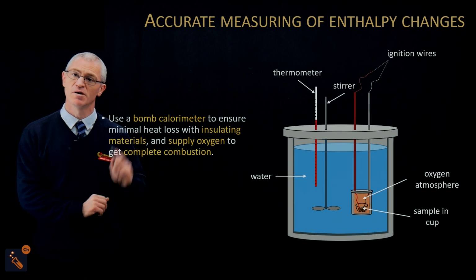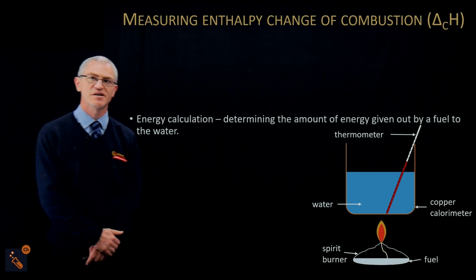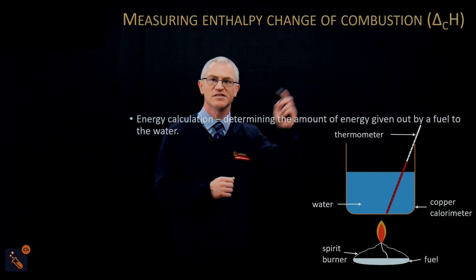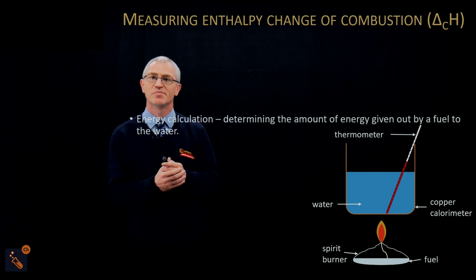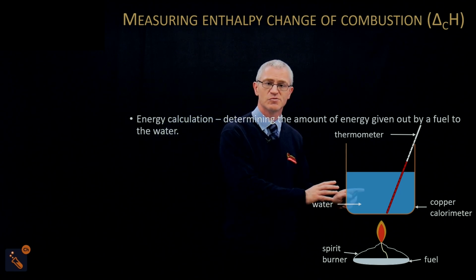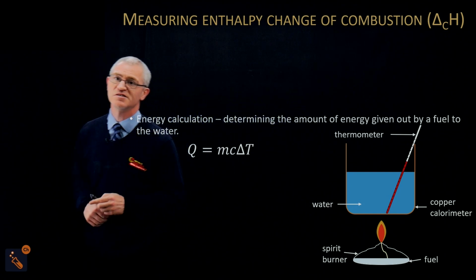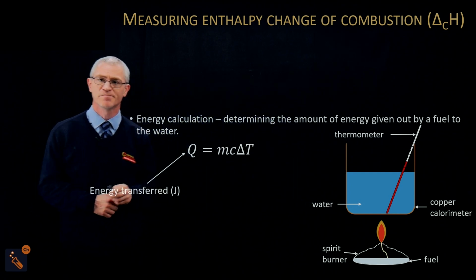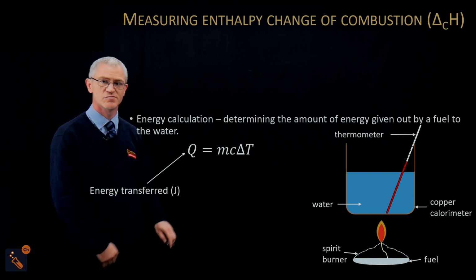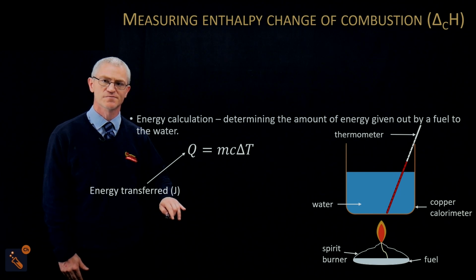Use a bomb calorimeter. We're now going to go through how to calculate the enthalpy change of combustion, delta CH. And we're going to do that by determining the amount of energy given out by the fuel into the water in this copper calorimeter. Now we do that using the equation Q equals mc delta T, and that's the energy transferred, which is in this unit, joules. Okay, really important you remember that, it is joules.